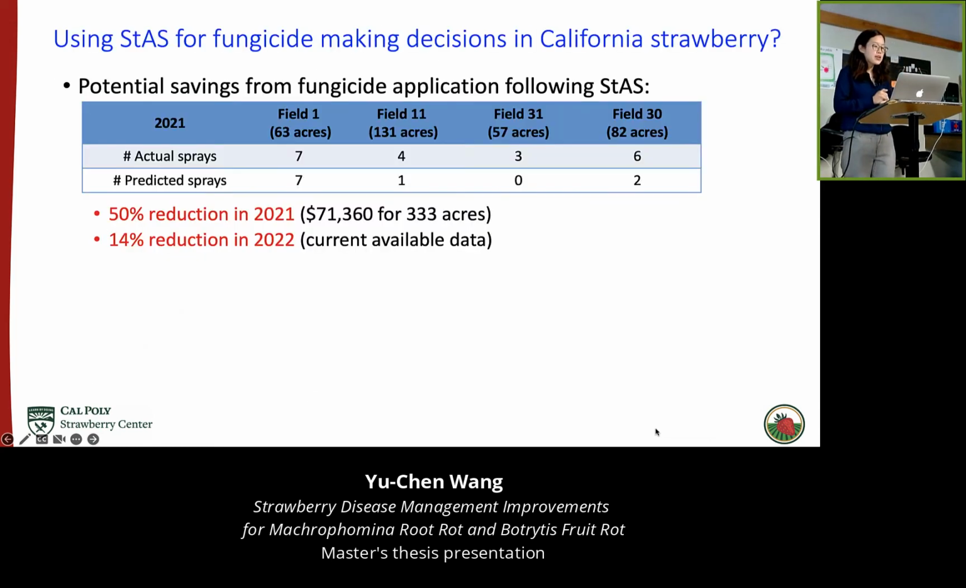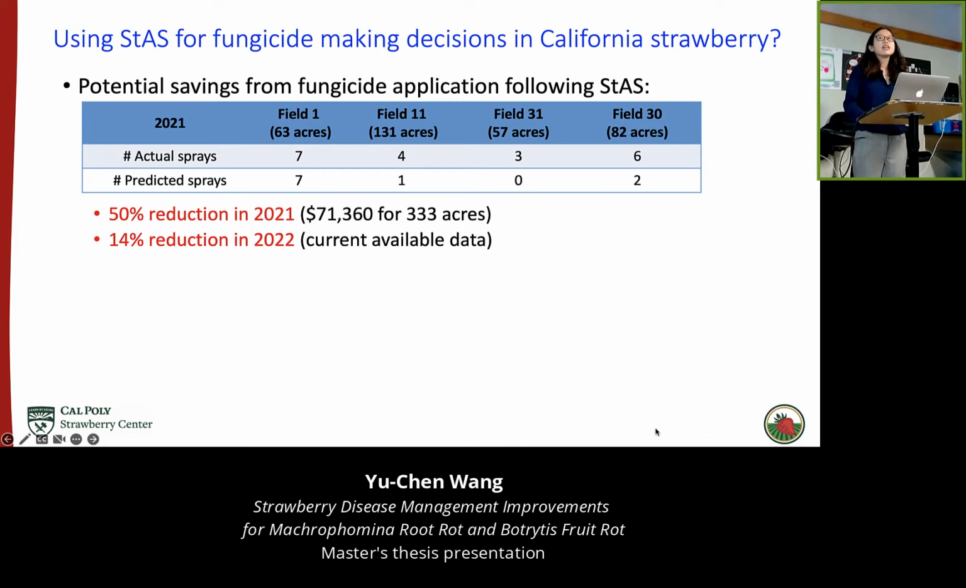So summarizing here, what is the potential saving if the grower follows the strawberry advisory system? I calculated that for 2021 by taking the differences between the actual spray and the predicted spray. And we found that if the grower followed the strawberry advisory system, they could have had about a 50% reduction in 2021, which is about $71,000 for those 4 fields. And for our currently available data for 2022, it's about a 14% reduction.